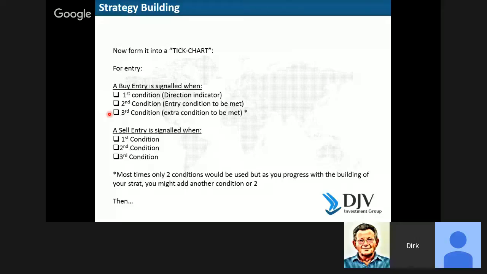Okay, so you'll notice that the third condition tends to only come into play after your backtesting, because it's a tweak that we bring in. So remember, we always start with two only. Most of the time only two conditions would be used, but as you progress with the building of your strat, you might add another condition or two. So that's what we go on with putting together entry conditions. That's the first part. When you're writing it down, that will make up the first portion of your strategy.